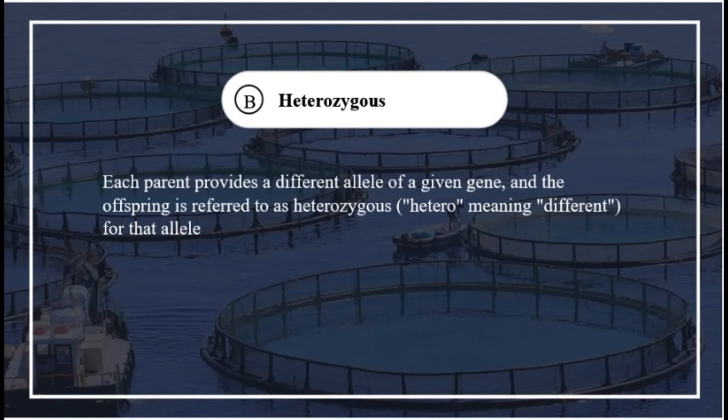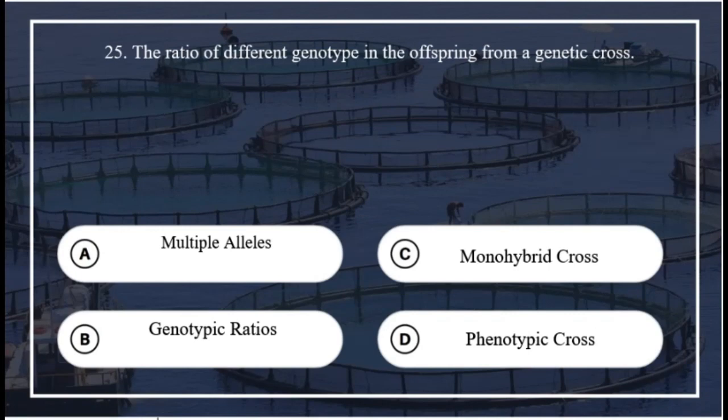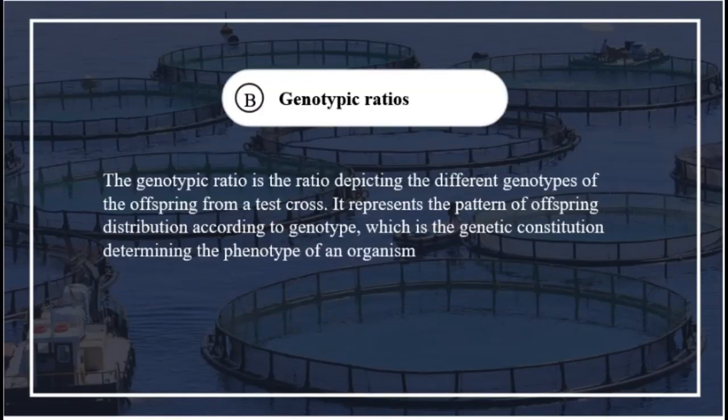Each parent provides a different allele of a given gene, and the offspring is referred to as heterozygous, hetero meaning different, for that allele. 25. The ratio of different genotypes in the offspring from a genetic cross. A. Multiple alleles. B. Genotypic ratios. C. Monohybrid cross. D. Phenotypic ratios. Answer. B. The genotypic ratio is the ratio depicting the different genotypes of the offspring from a test cross. It represents the pattern of offspring distribution according to genotype, which is the genetic constitution determining the phenotype of an organism.